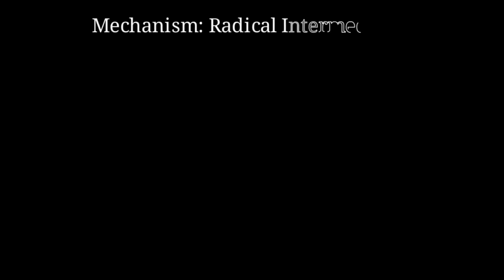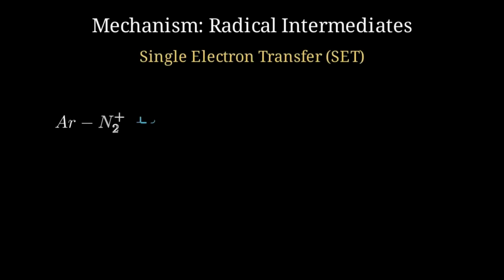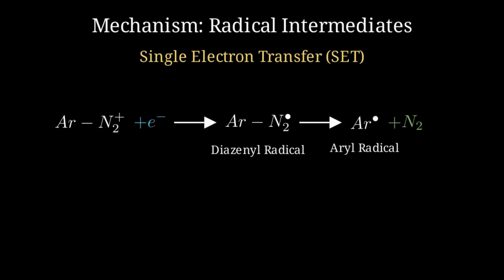Both reactions proceed via a radical mechanism. The copper source donates an electron to the diazonium cation, causing the release of nitrogen gas and the formation of a highly reactive aryl radical which then captures a halogen.